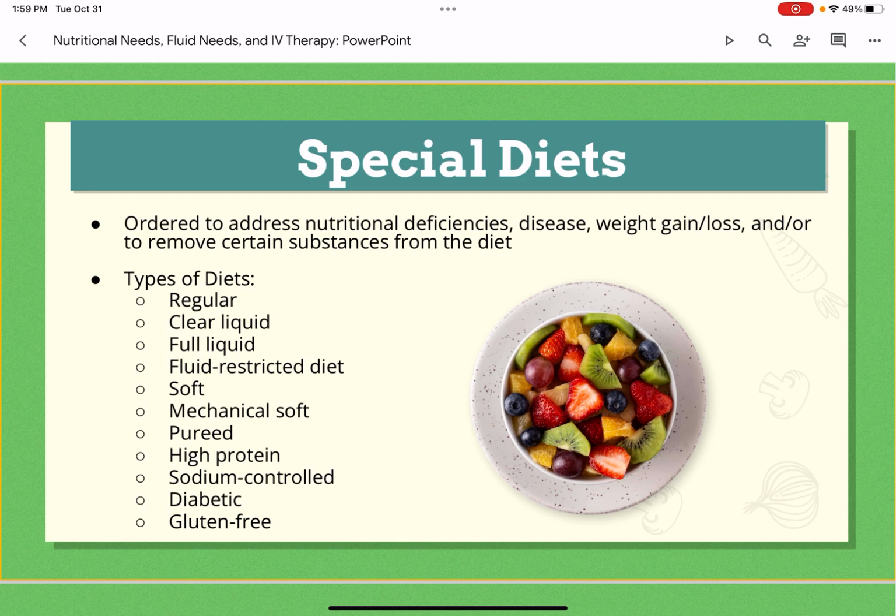For low sodium, with too much sodium, the body retains water and tissues swell. There is extra fluid in the blood vessels, causing the heart to work harder. A sodium-controlled diet lowers the amount of sodium in the body.